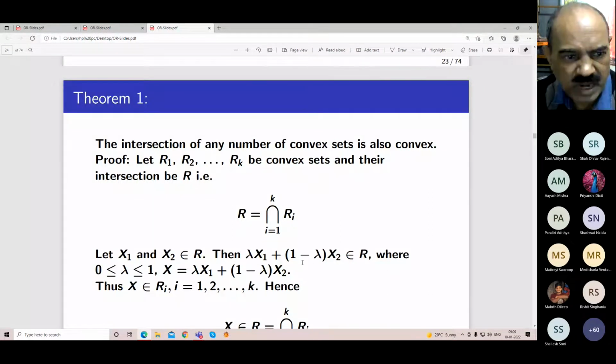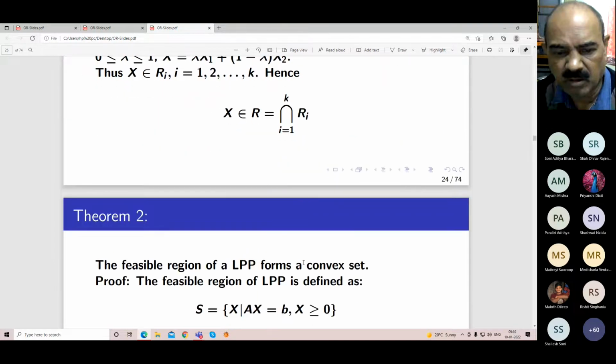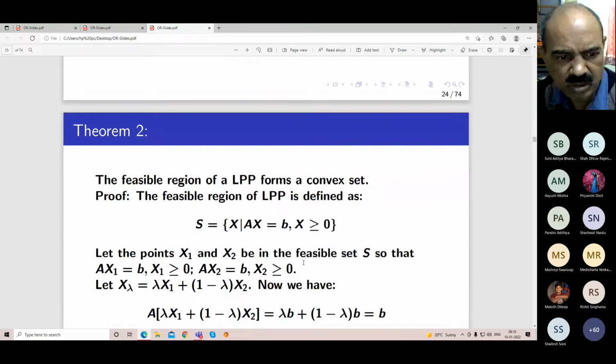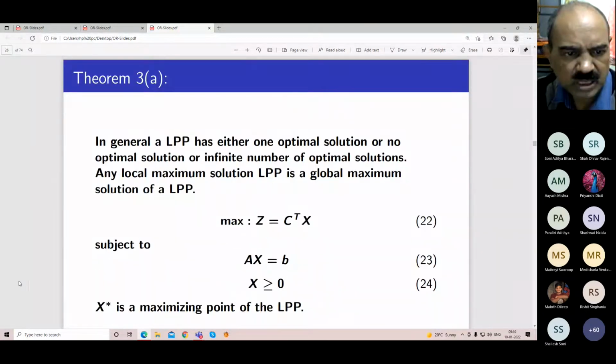First theorem: the intersection of any number of convex sets is also convex. I will give the proof. Theorem 2: the feasible region of a linear programming problem forms a convex set. Theorem 3 says that a linear programming problem has either one optimal solution, or no optimal solution, or an infinite number of optimal solutions.